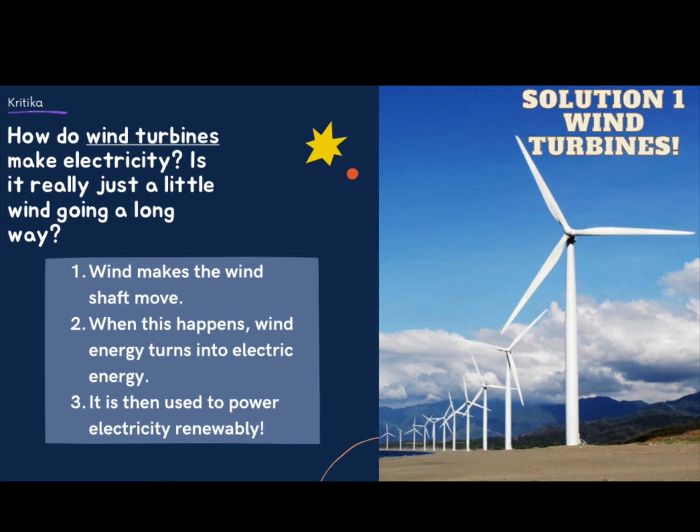Moving back, we need to learn the steps on how wind turbines generate electricity. So first, the wind or the wind energy makes the shaft of the wind turbine move. When this happens, wind energy turns into electrical energy. So when all this wind energy is coming onto the wind turbine's shaft, they're actually converting energies. They're just taking one renewable resource and changing it to another form of renewable resource. And then it's used to power electricity renewably.